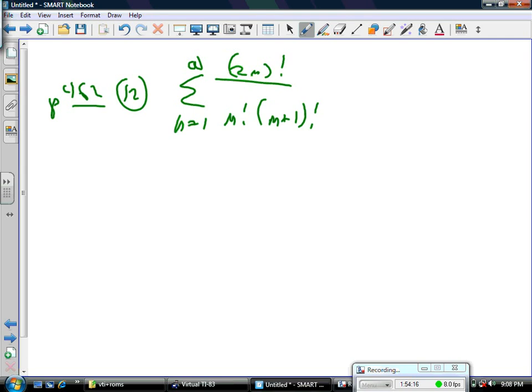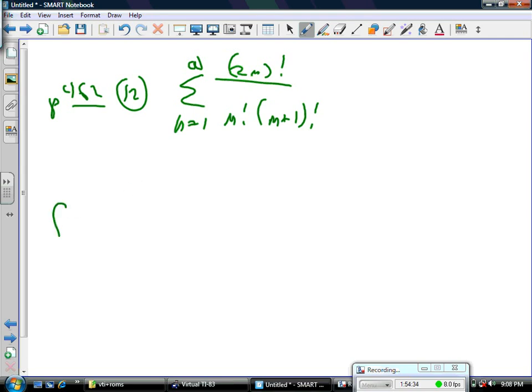This has nothing to do with comparison tests, integral tests. I can't integrate factorials. I don't know how to do that. Did we ever integrate 1 over x factorial dx? No. All right, so we can't use the integral test. I don't know what to compare this to. So the ratio test is probably a good way to go.